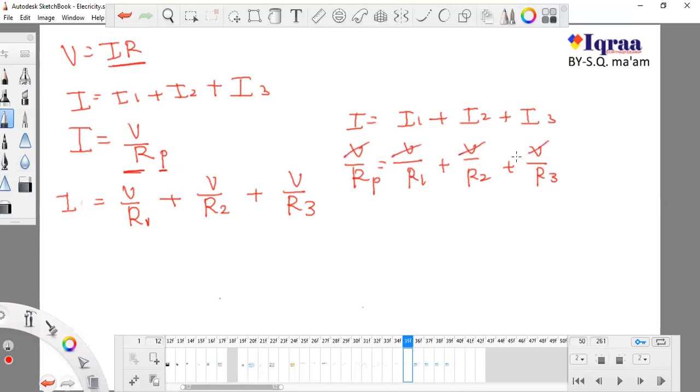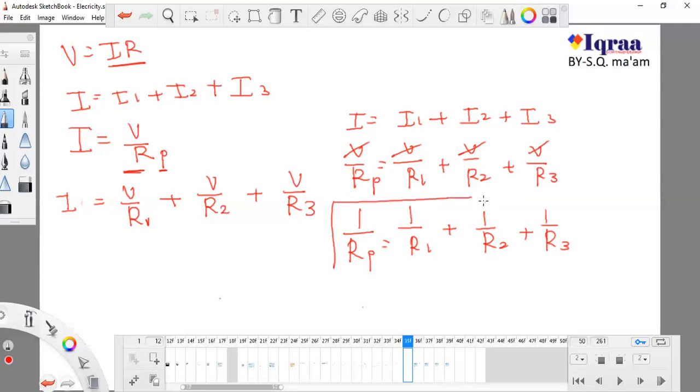Why should I cancel out? Because V is the same all over. Now I can write 1 upon R_P equals 1 upon R1 plus 1 upon R2 plus 1 upon R3. These are the formulas. So this is my formula for parallel resistance.